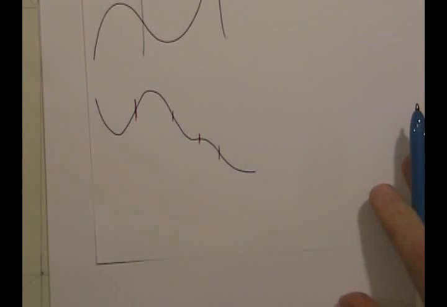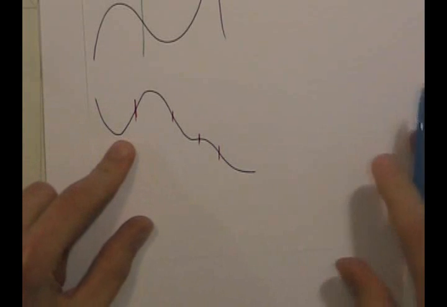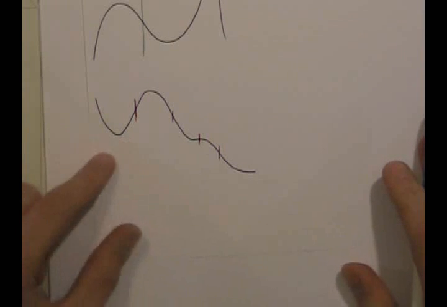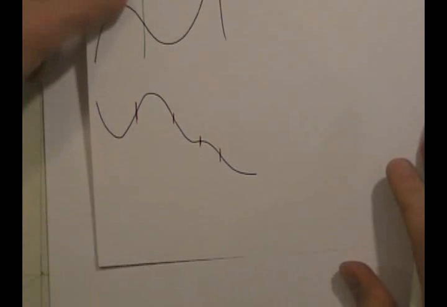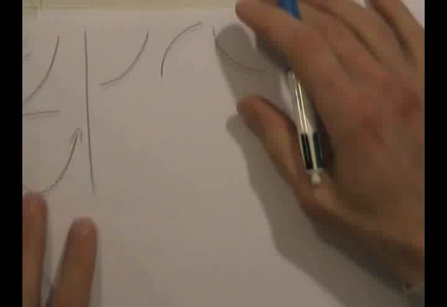So, the question is, what makes the function have these sorts of shapes? What makes a function concave up, and what makes it concave down? Well, just as in the last video, it was all about the first derivative. So it's all about the first derivative here too.